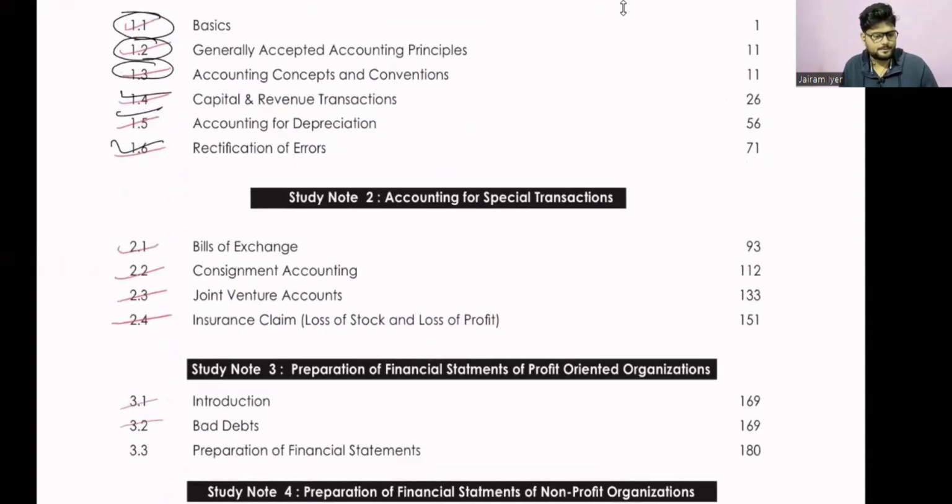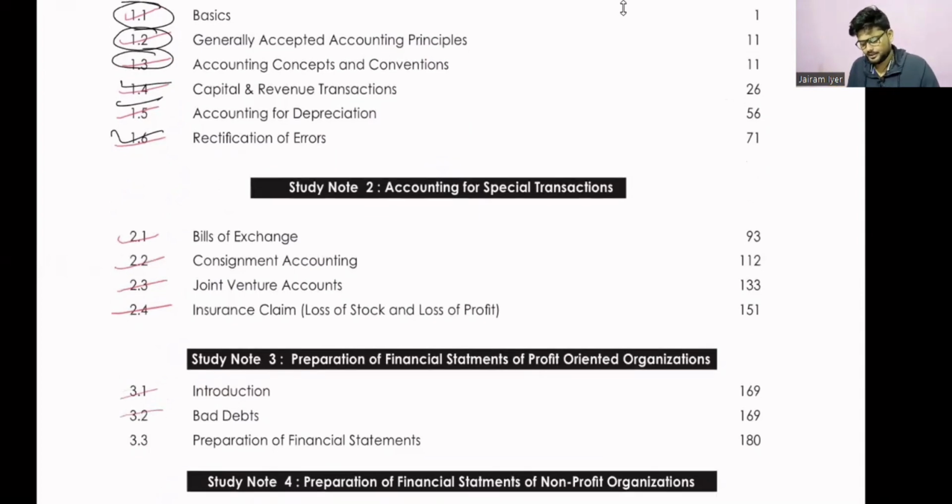Okay, because the way they have organized this, this tends to be like it has a bit. So at the first thing that will come depreciation easy, then rectification a bit more, then bill of exchange a bit more, consignment bit more. Okay.